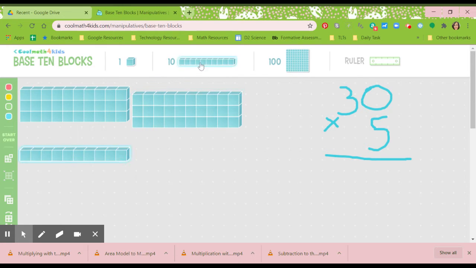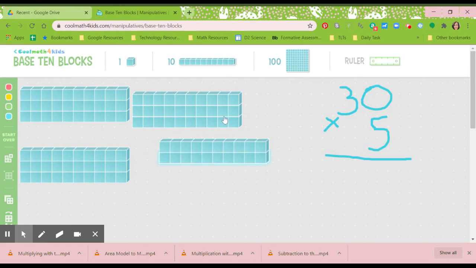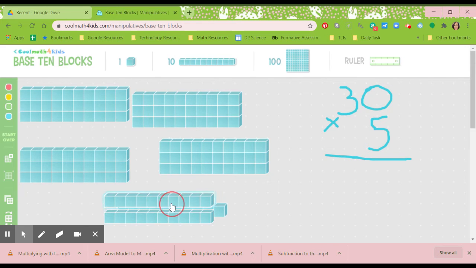There's 10, 20, 30. And when I'm using these, I want to make sure that I'm not calling them a 1. I want to call them tens or groups of 10. So I don't want them getting confused with this little 1 right here. 10, 20, 30. 10, 20, 30. Okay?